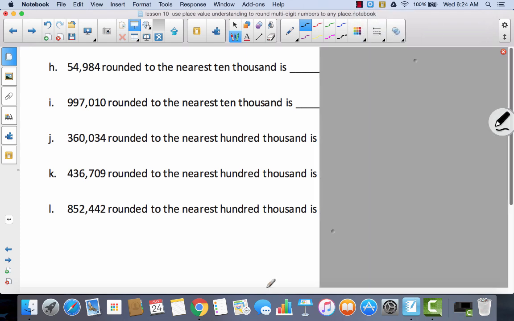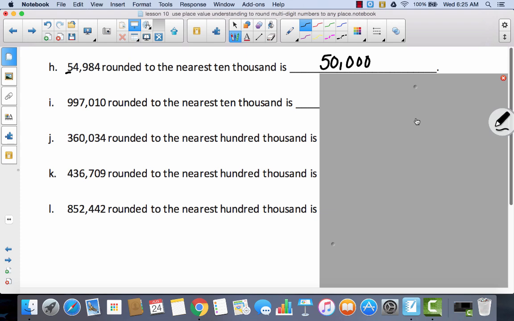Okay, let's take a look at H. So we're rounding to the nearest 10,000. So H has 5 10,000s. So that means that this number comes between 5 10,000s and 6 10,000s. The 4 tells me that it's less than halfway. So this number is going to round to 5 10,000s, which is 50,000.